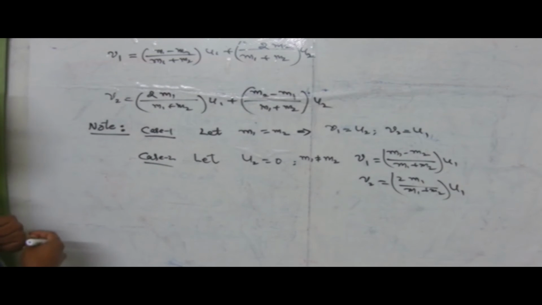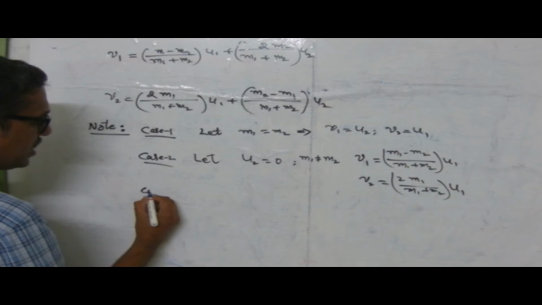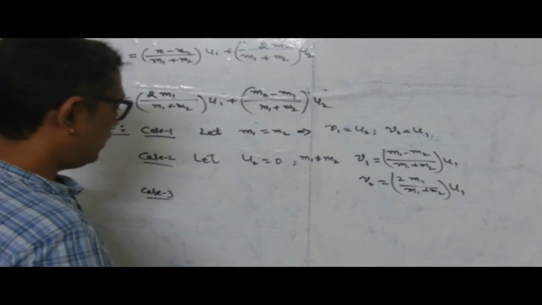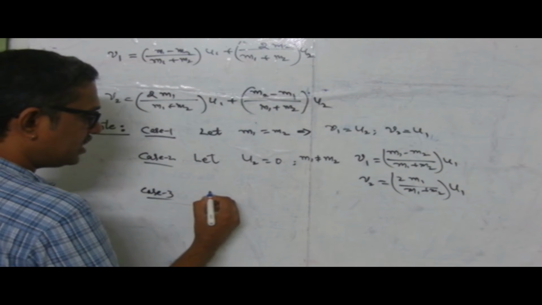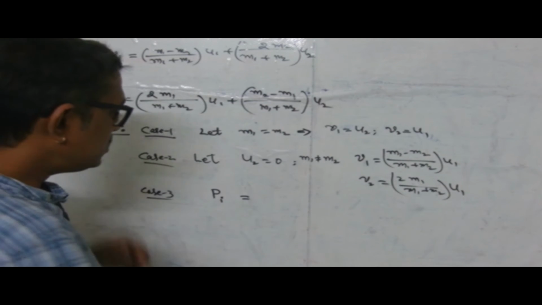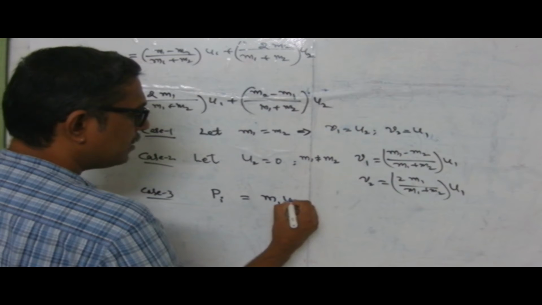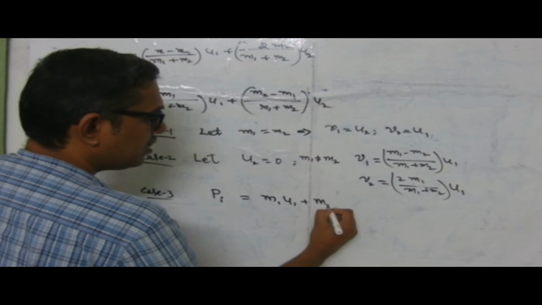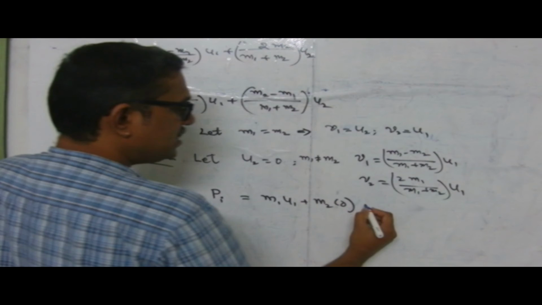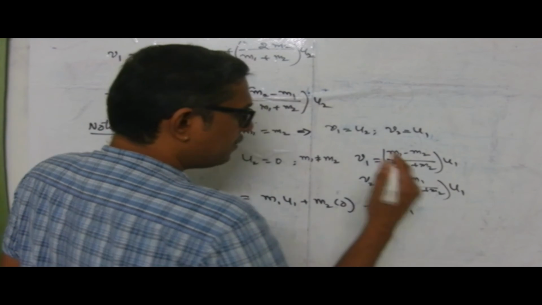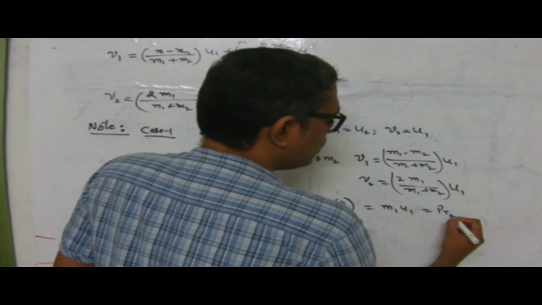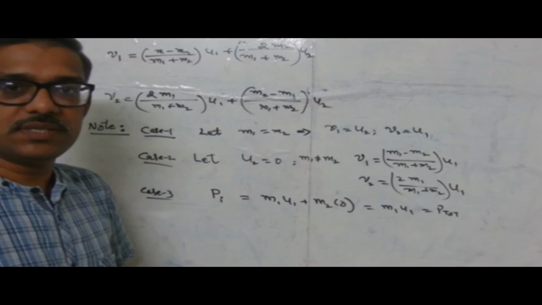Now in the second stage, here we can consider one important condition. In this particular problem, we can consider the initial momentum. Initial momentum is m1 u1 plus m2 into 0, because u2 is equal to 0. That means initial momentum is nothing but m1 u1. This is also called the total momentum of the system.